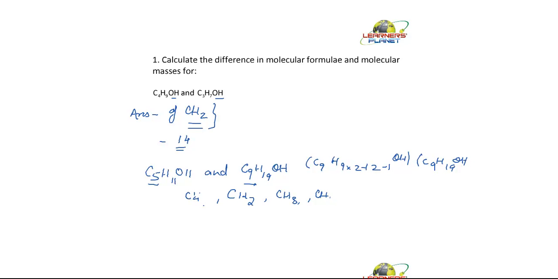So how many CH2s are different here, students? There are 4 CH2s. Okay? So what should be the difference in their atomic weights or molecular masses? Sorry, 14 plus 14 plus 14 plus 14. How much should it be? 4 plus 4 is 8, 8 plus 4 is 12, 12 plus 4 should be 16, and 1, 2, 3, 4, 5. So what is the difference between the molecular masses of C5H11OH and C9H19OH? It is 56, right?